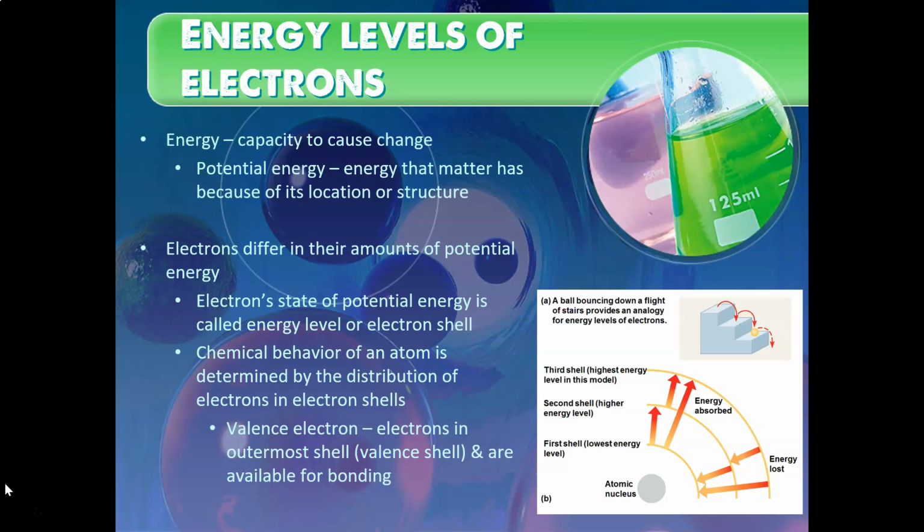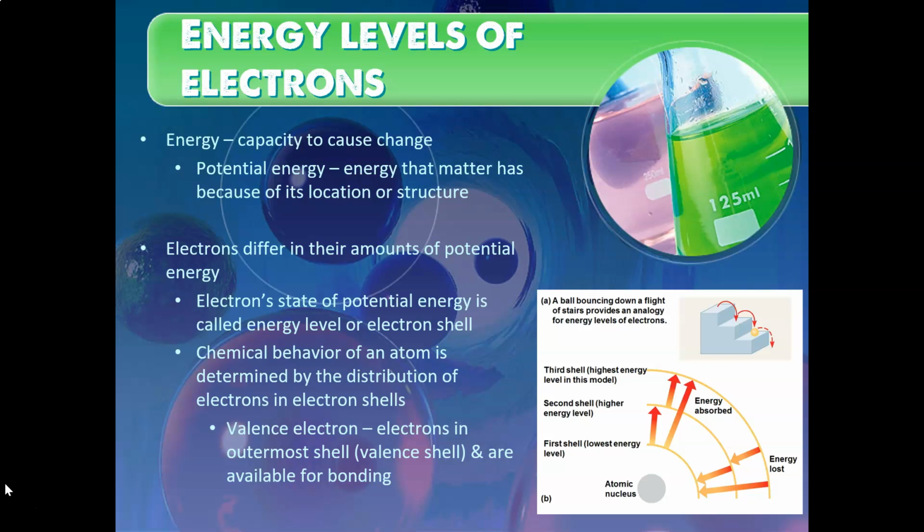So while we're on the topic of atomic structure, just keep in mind that electrons are the ones that are going to play a large role in the way that these atoms behave. Remember that energy is the potential to cause change. So we're really looking at potential energy based on its location or its structure when we're dealing with atoms, talking about chemical energy. So electrons will actually differ in their amounts of potential energy based on how far away from the nucleus they are found in a particular point in time.